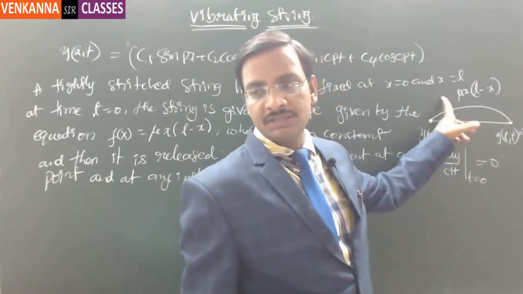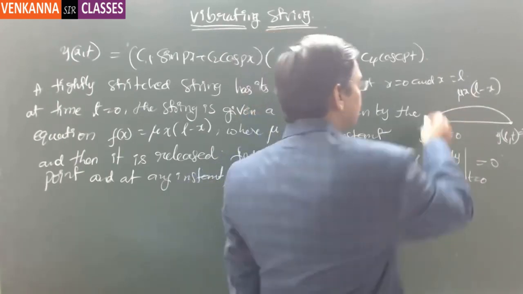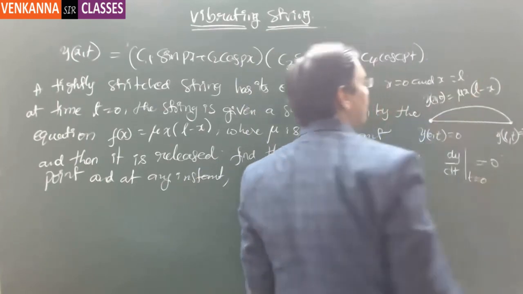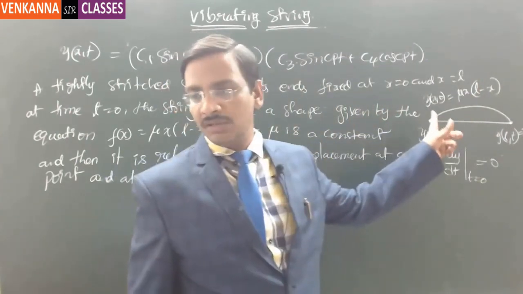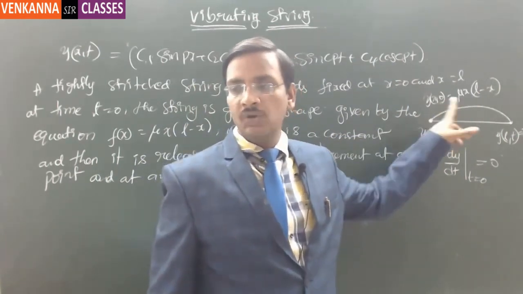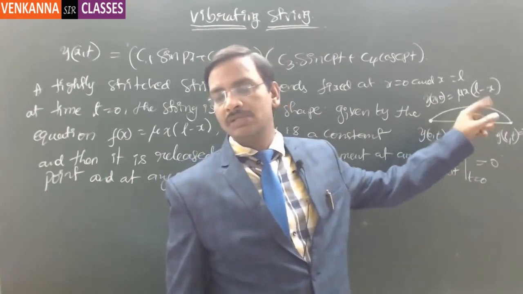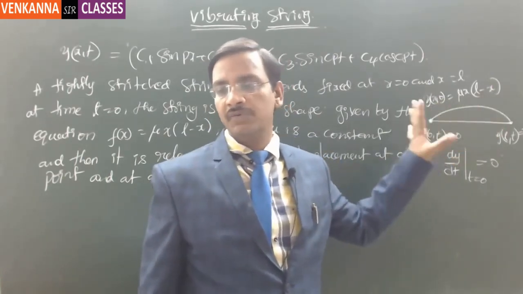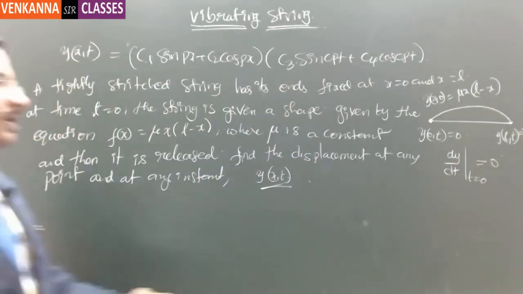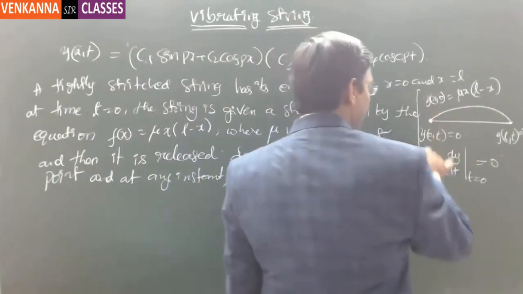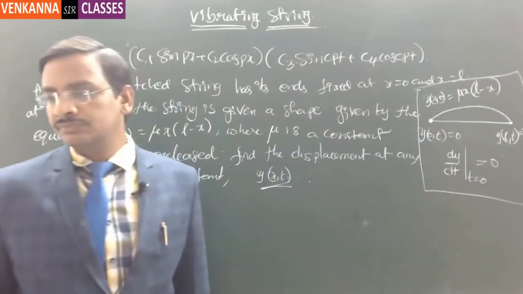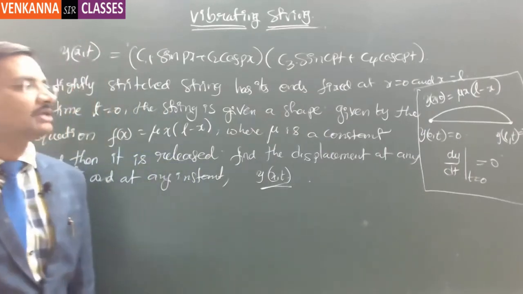And one more condition is the initial shape, that is y of x comma 0 is mu x into L minus x. Y of x comma 0 means at time t equal to 0, at any location x, the curve is given by mu x into L minus x. So these are the 4 different boundary conditions given in this problem statement. Now he asked us to find y. So this entire problem statement is described in this small diagram. Got it? Okay. Any questions on understanding the problem statement?